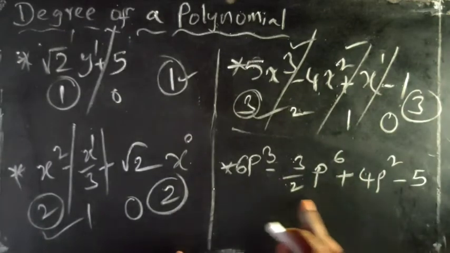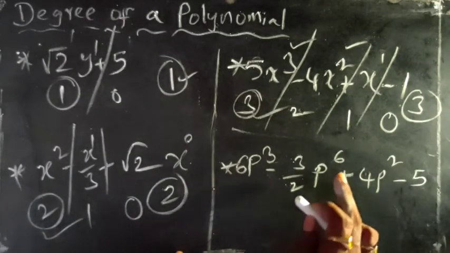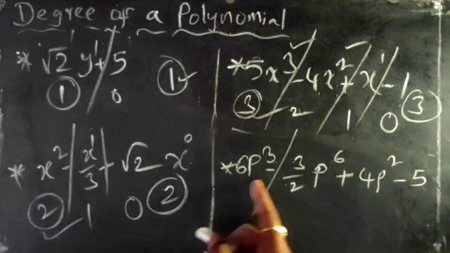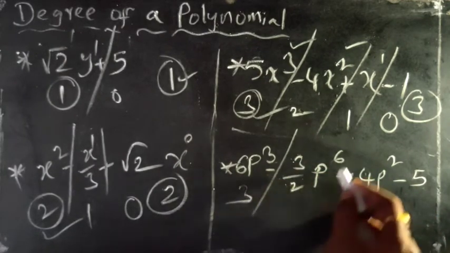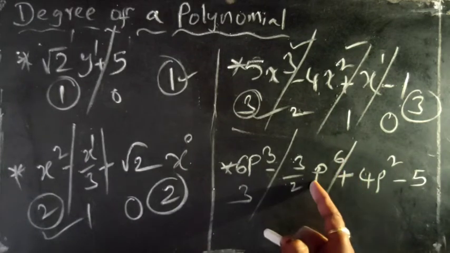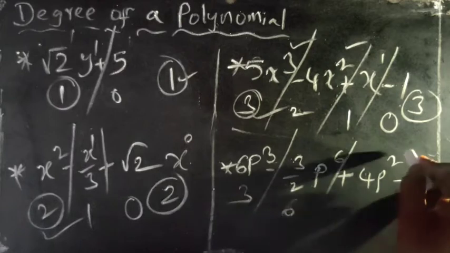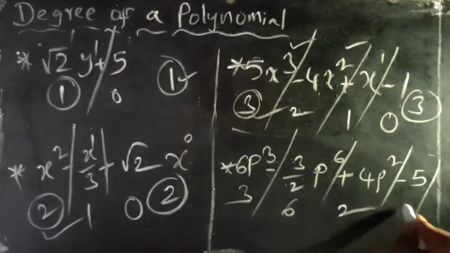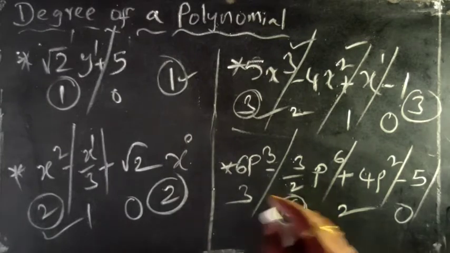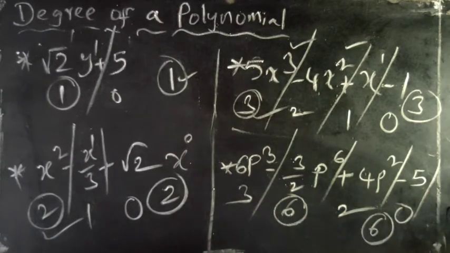Now here, 6p cube minus 3 by 2 p power 6 plus 4p square minus 5. In this, what is the degree of 6p cube? Yes, 3. Here in this, what is the exponent of this variable p? 6. Here 2. This is a constant, so 0. Among these, which is greater? 6. So the degree of this polynomial is 6. Is it clear, my dear students?